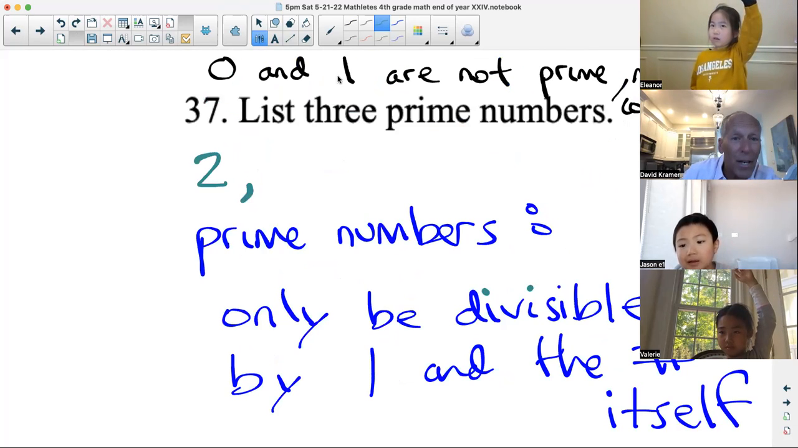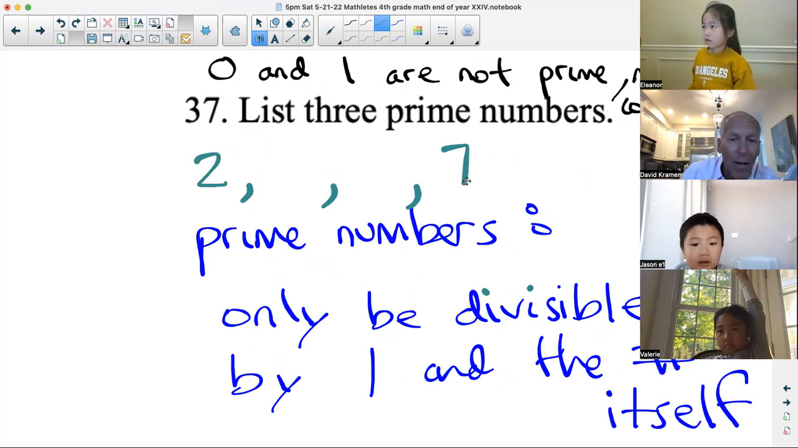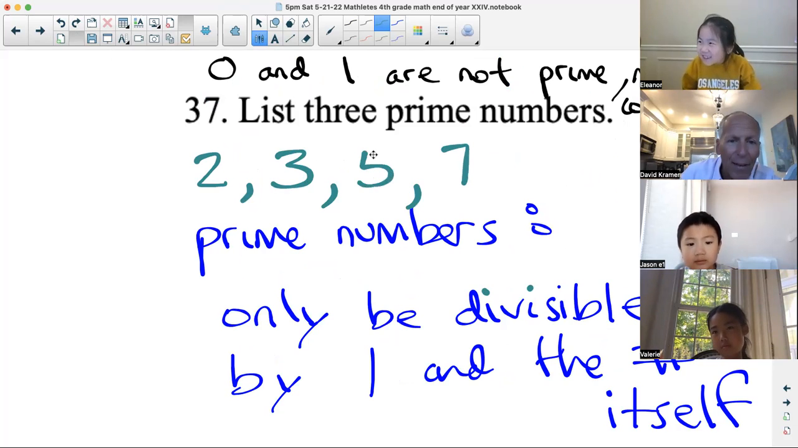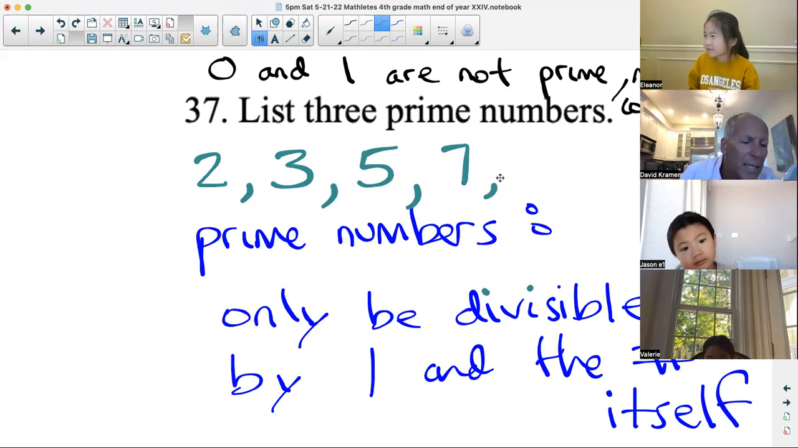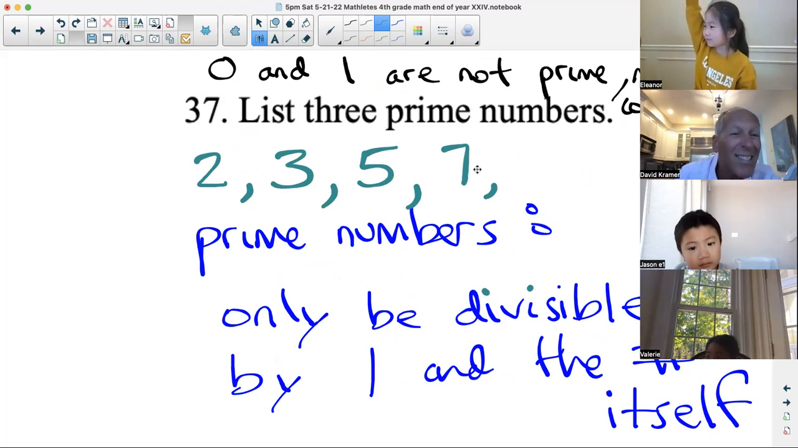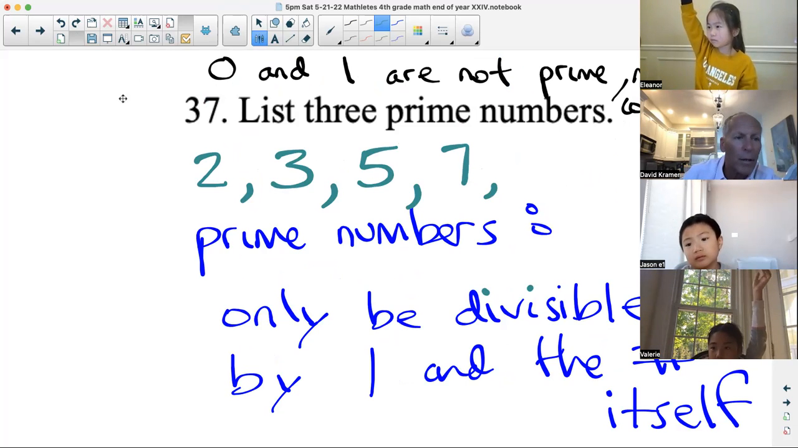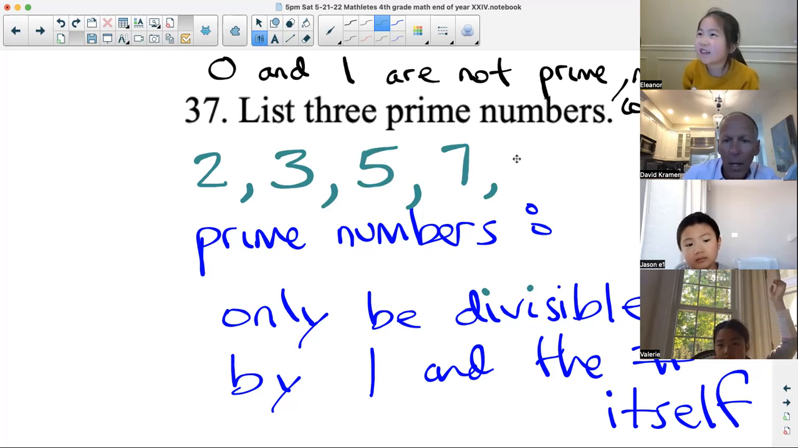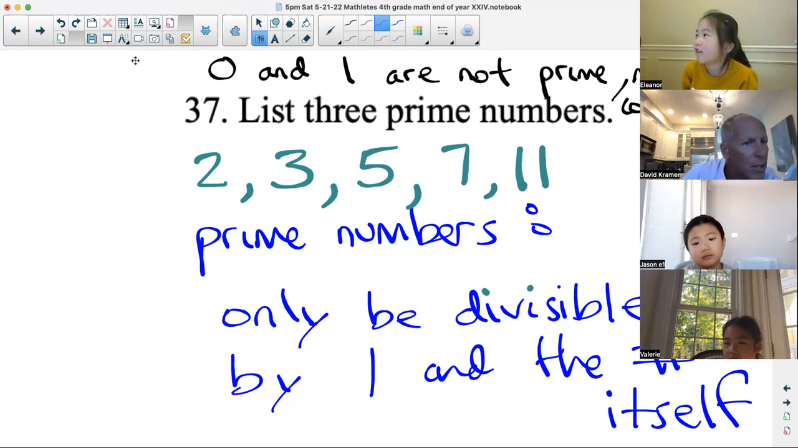Seven is definitely a prime number, but it is not the next one. Valerie, what's the next one? Three. And Eleanor? Five. Now, who knows the next one? Remember, nine is not prime. Go for it. 11. Wait, did somebody say 10? No. Okay. I said 11.